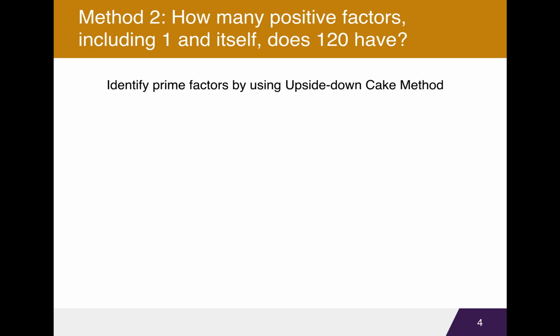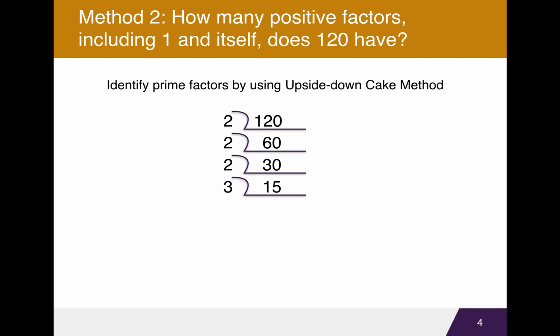Method 2: identify prime factors by using the upside down cake method. So 120 can be divided by 2, and 120 divided by 2 equals 60. And 60 divided by 2 equals 30. 30 divided by 2 equals 15. 15 divided by 3 equals 5. So you can express 120 as 2 times 2 times 2 times 3 times 5.